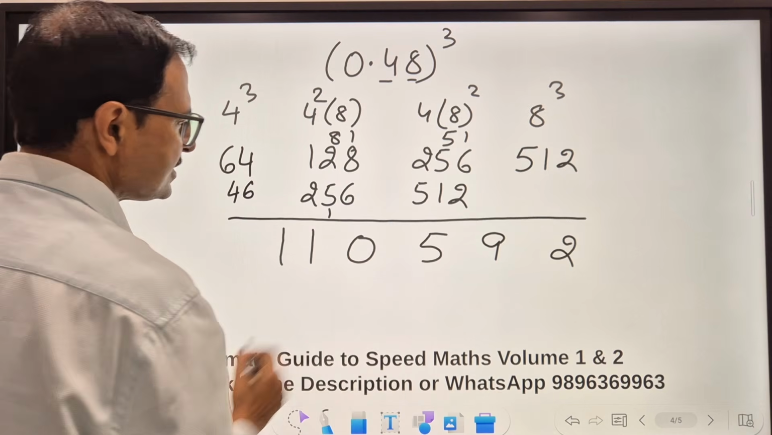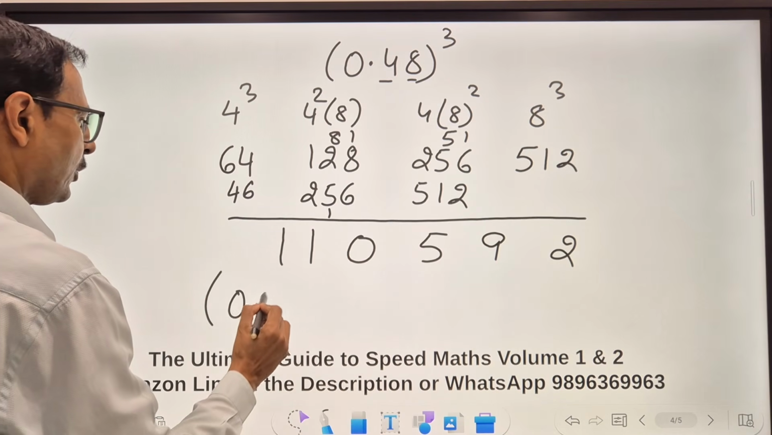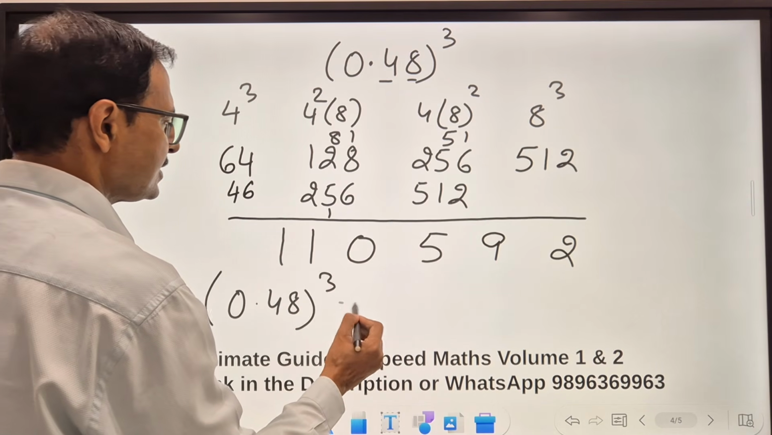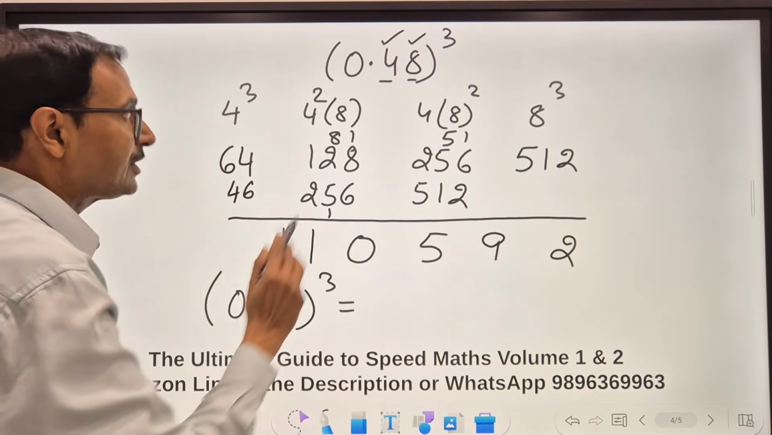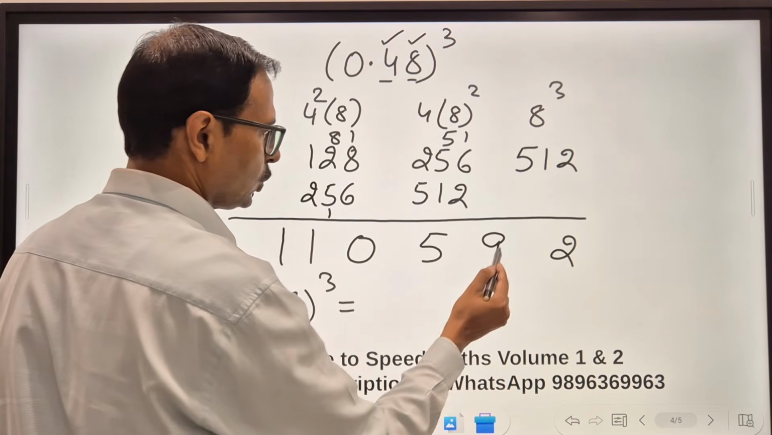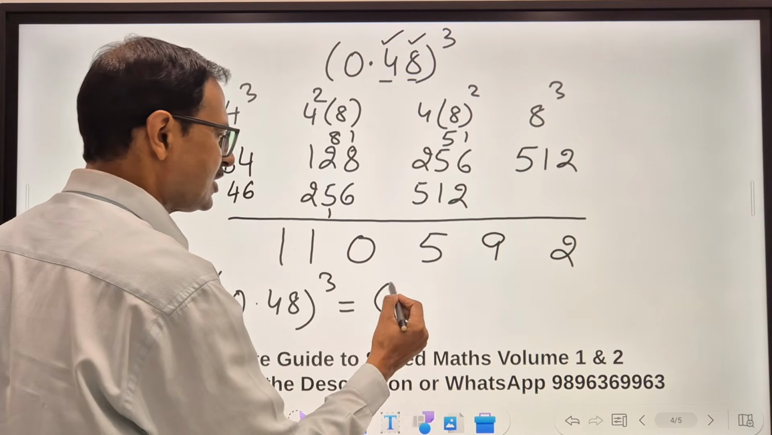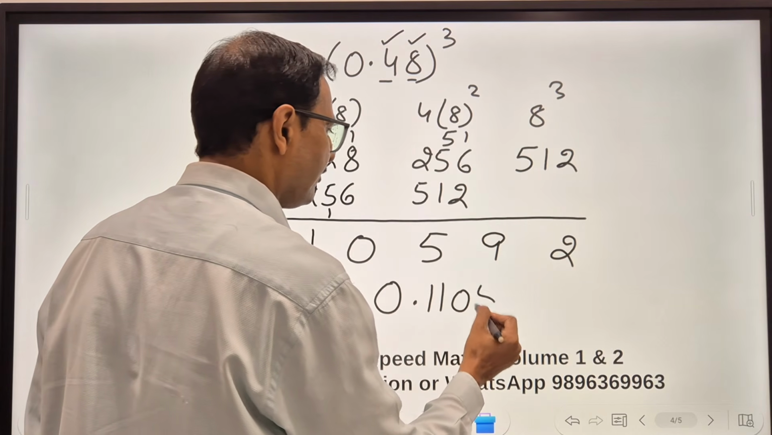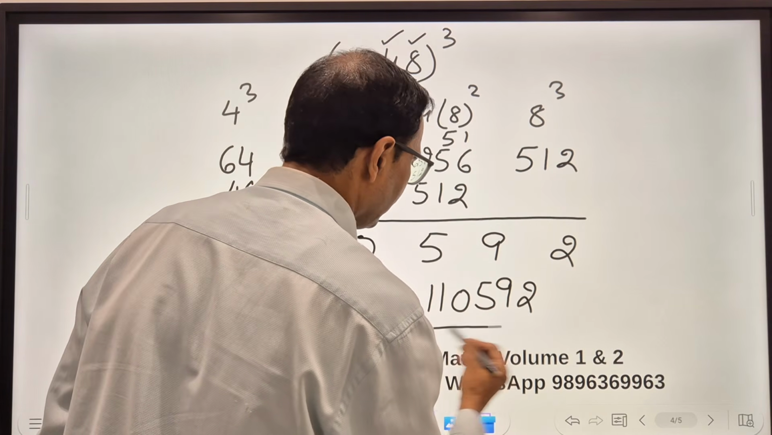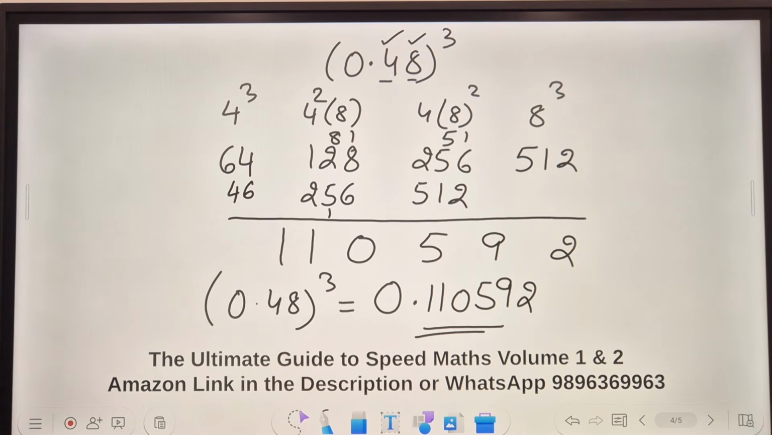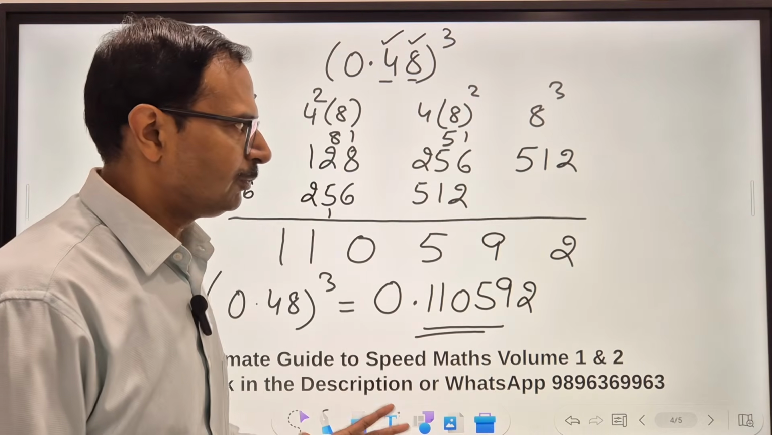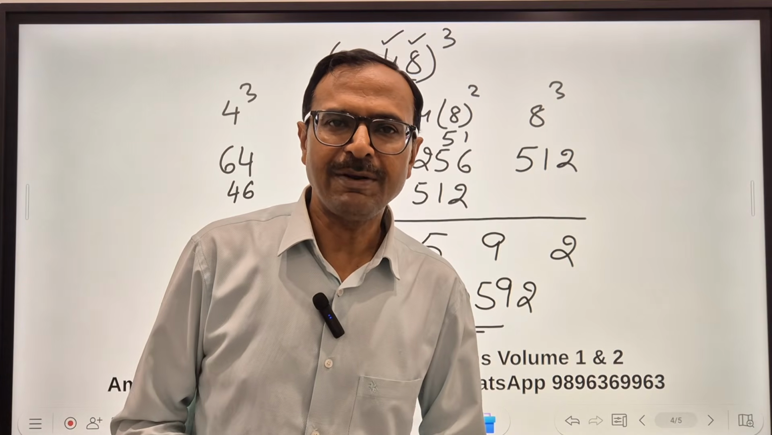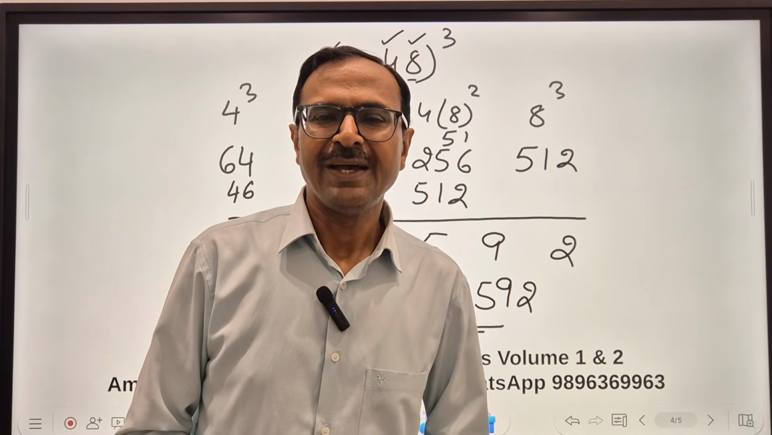So 110. So what is the cube of 0.48? It is 2 decimal places here. So 6 decimal places in the answer. Triple it. 1, 2, 3, 4, 5, 6. So it's 0.110592. And now you can pick up the calculators and check, friends. This is not going to be wrong at all. And these are the skills which you need to develop to crack the competitive exams.